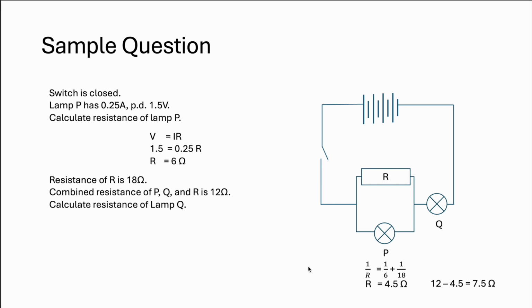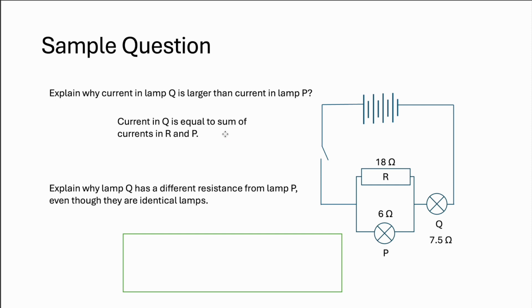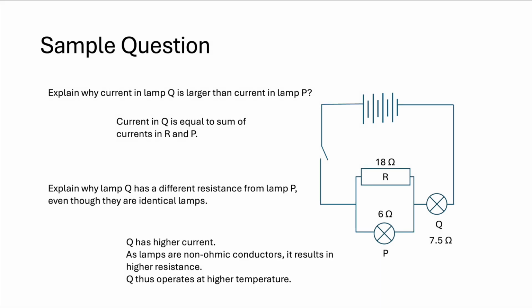Explain in this circuit why the current in lamp Q is larger than in lamp P. So of course, the current at Q is equal to the sum of the branches in the parallel circuit. It has a larger current. Q has a different resistance from lamp P, even though they are identical lamps. Because a larger current flows through, and because lamps are non-ohmic conductors, it's going to heat up faster than lamp P. So as a result, it's going to have a higher resistance than lamp P, as Q operates at a higher temperature.